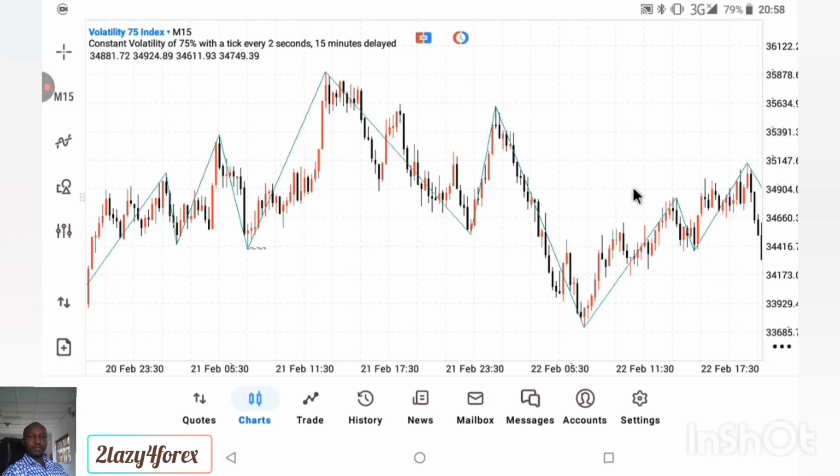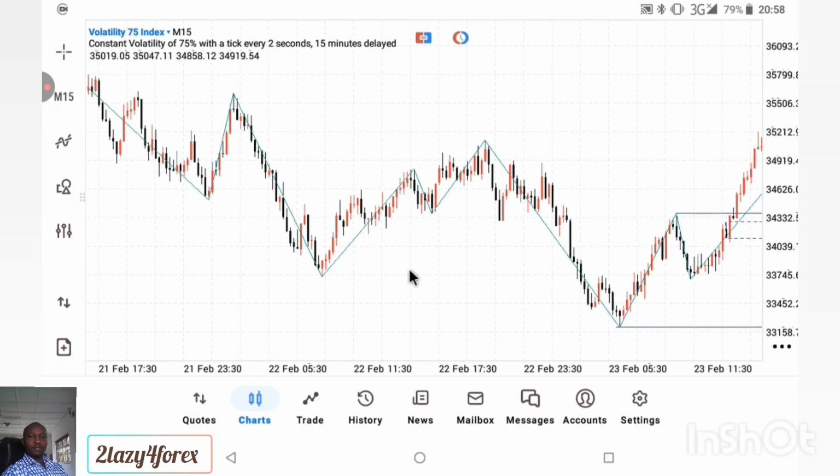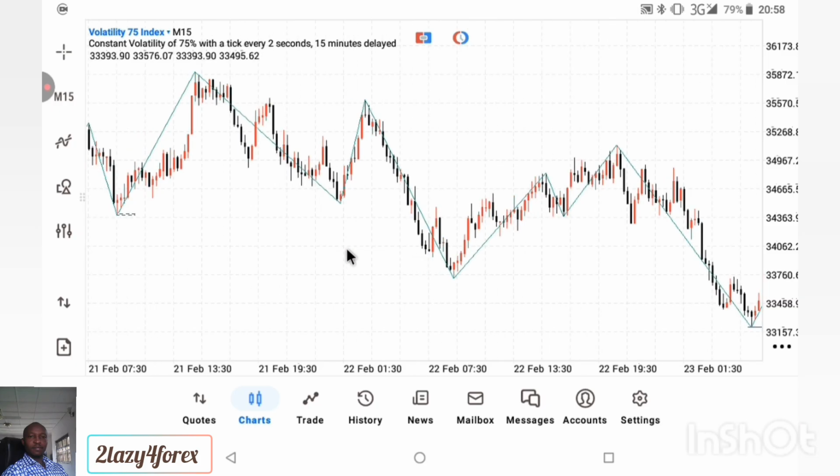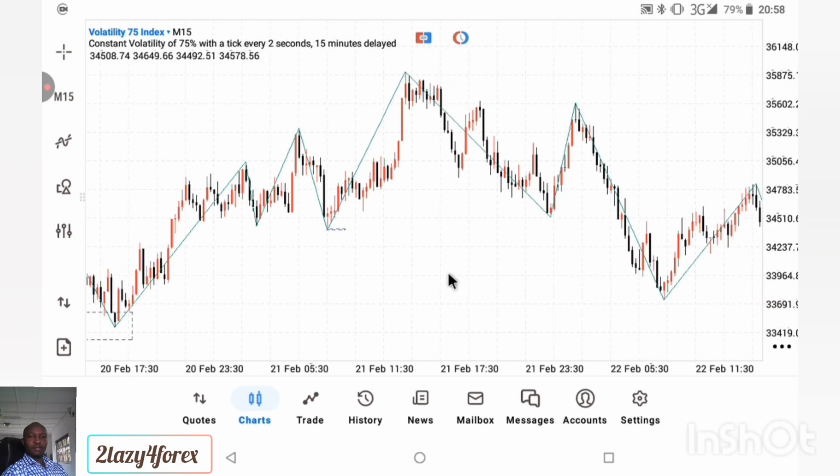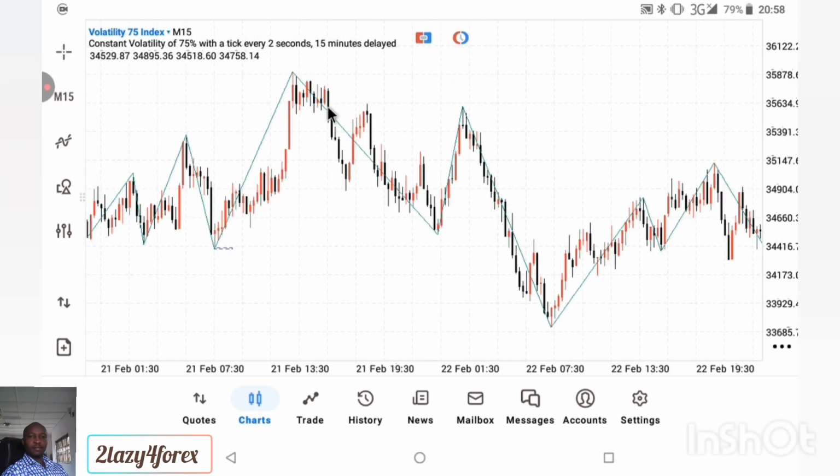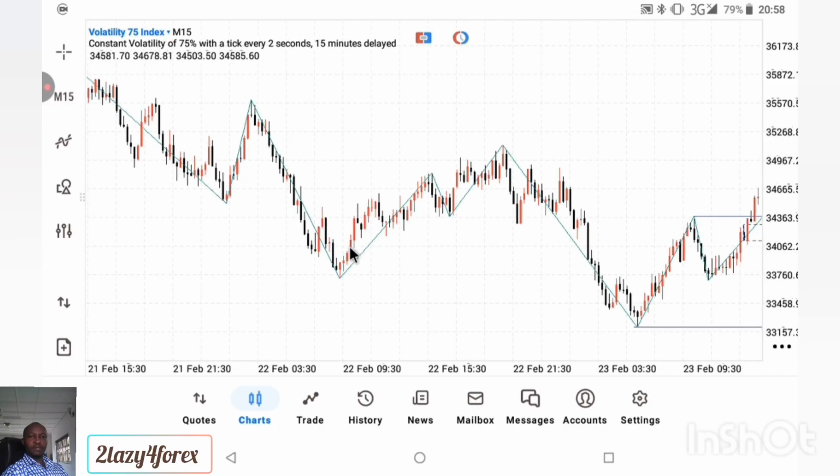So here, this is a pullback. I'll seek a break of. This is wide. So this is my pullback now. I confirmed it with this low pullback. So next thing after the pullback, I start looking for what? A break of the lowest high. This is the lowest high.